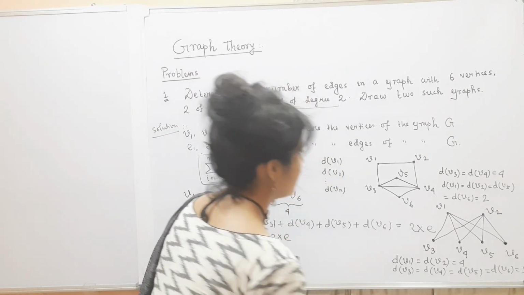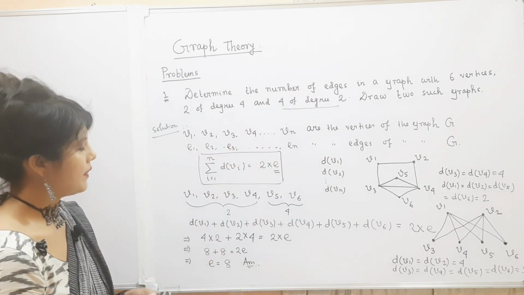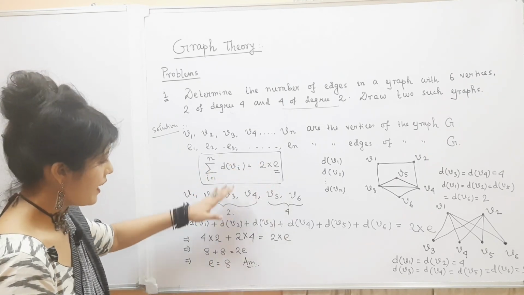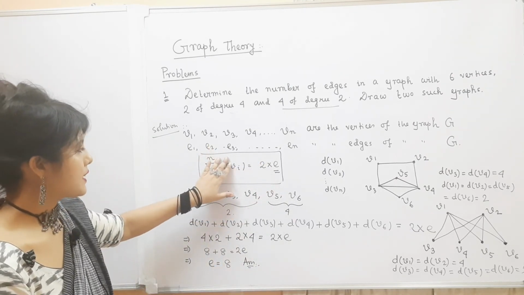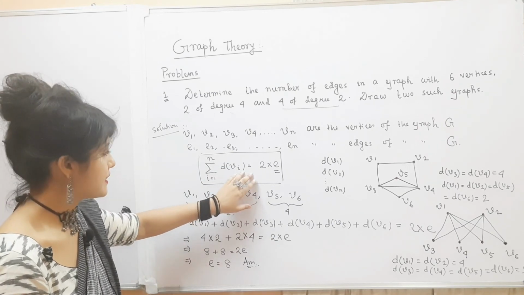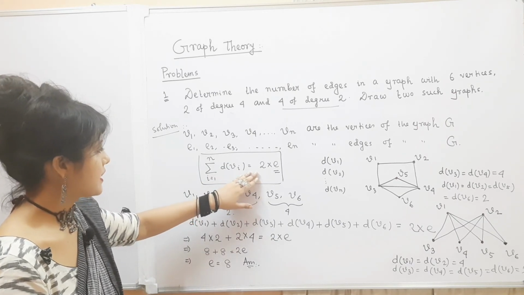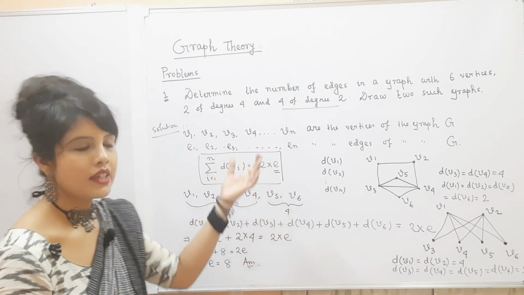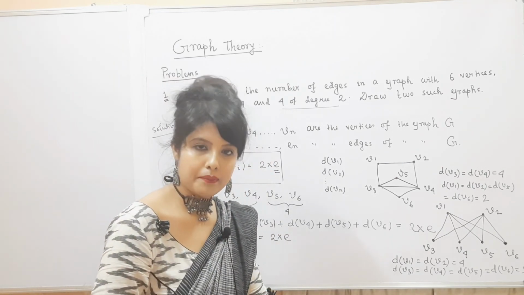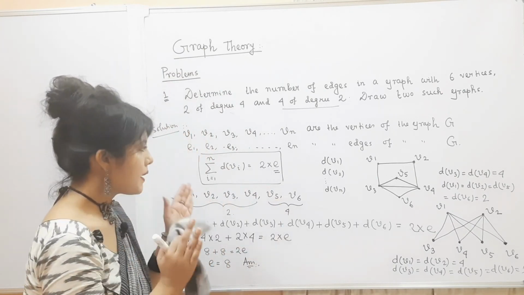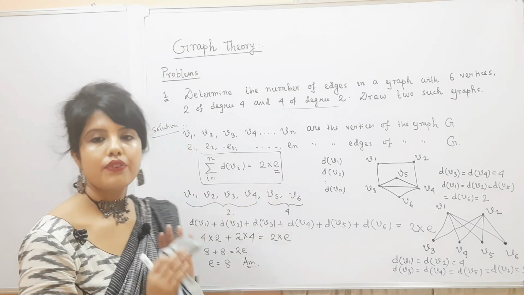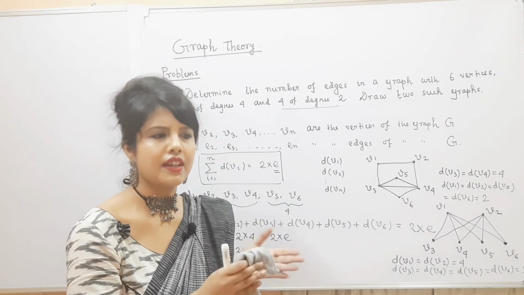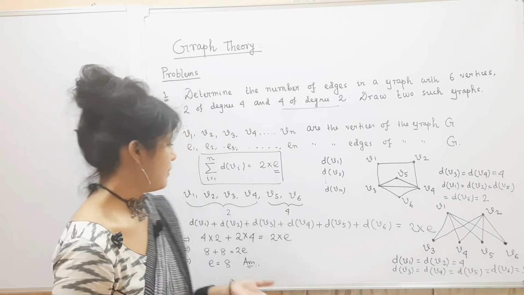So this is the problem. I have solved this problem just taking this theory as a consideration, that is, the sum of the degrees of the vertices of a graph is equal to twice the number of edges. And remember that this is true for any kind of graph, whether it is a simple graph, a complete graph, a regular graph, or any kind of graph, okay.